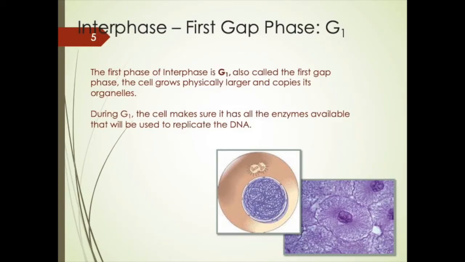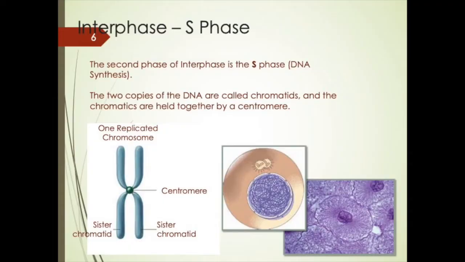The first phase is G1, that's gap 1, right? During G1, the cell makes sure it has all the enzymes available, right? So the cell grows, becomes larger, copies all its organelles. S phase is the DNA synthesis phase, or synthetic phase. One replicated chromosome, you have a centromere, and then you have sister chromatids. Two sister chromatids per chromosome, so all of it is a chromosome, and you have two sister chromatids.